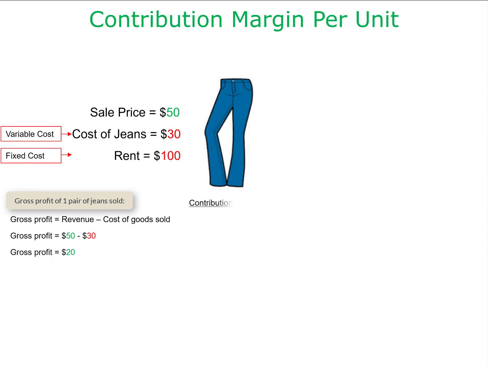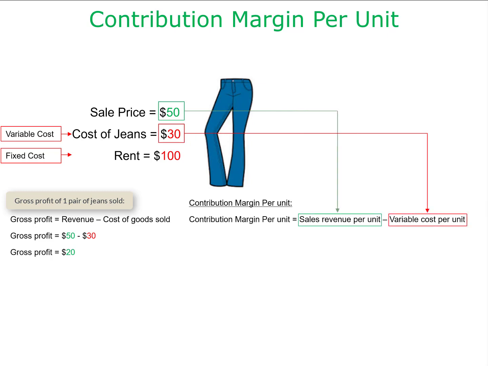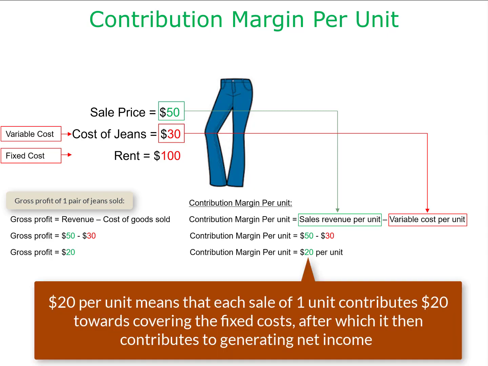So we have a new and very useful formula that is somewhat similar to gross profit. It's called contribution margin per unit. The formula is simply net sales revenue per unit minus variable cost per unit. Plugging in the numbers, we get $50 of sales revenue per unit minus $30 of variable cost per unit, which means our contribution margin per unit is $20. Again, this means that each sale of 1 unit, 1 pair of jeans, contributes $20 towards covering the fixed costs, after which it then contributes to generating net income.